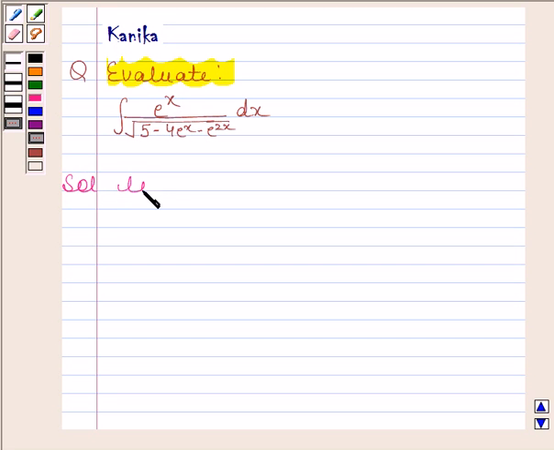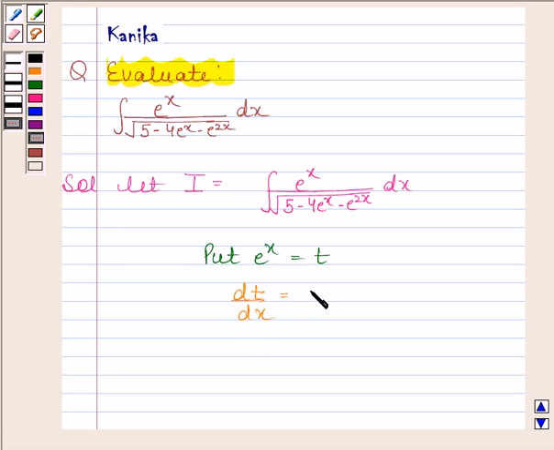Let I be equal to the integral of e to the power x divided by the square root of 5 minus 4 e to the power x minus e to the power 2x with respect to x. Now here in this question we will put e to the power x as t. Differentiating both sides with respect to x, we get dt by dx equals e to the power x. This implies dt is equal to e to the power x into dx.